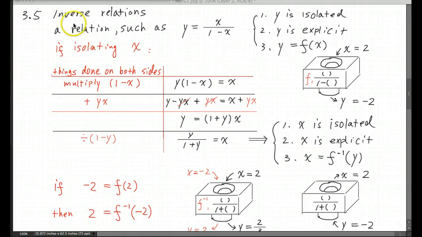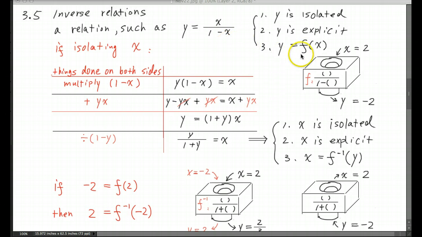For 3.5 inverse relations, I first go through the concept. For any relation, it could be a function or it could be just a relation. For example, y equals x over 1 minus x. It is a function, a rational function we learned. It is in a form where y is isolated, so y is explicit, and x is implicit. You can see it's not expressed explicitly like y.